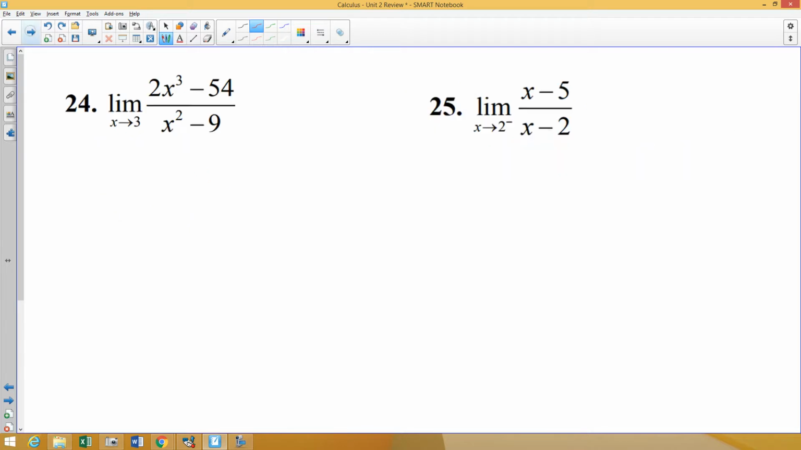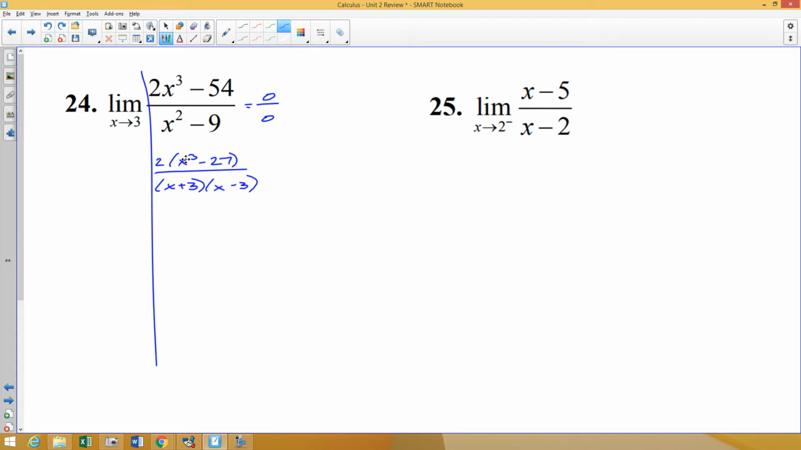Let's see, 24. They've got to start getting more difficult at some point. Here, this one's a little bit tougher. If you plug in 3, 2 times 3 cubed is 54. Minus 54 is 0. 3 squared minus 9 is also 0. So again, we want to try to factor and cancel. And here we will factor a 2 out of the numerator, leaving you x cubed minus 27. The bottom is a difference of squares, x plus 3, x minus 3.